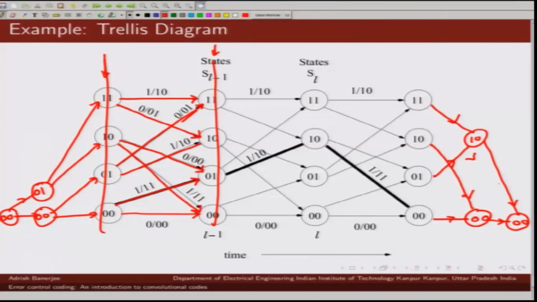So, you can see how the states are evolving with time in the trellis diagram. With this, I will end my discussion on state diagram and trellis diagram.